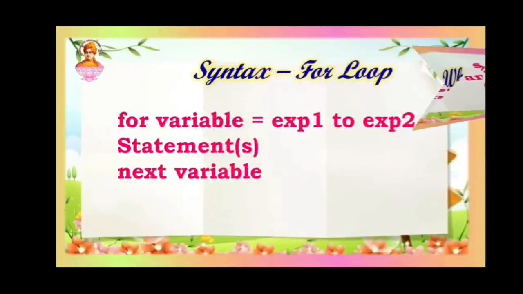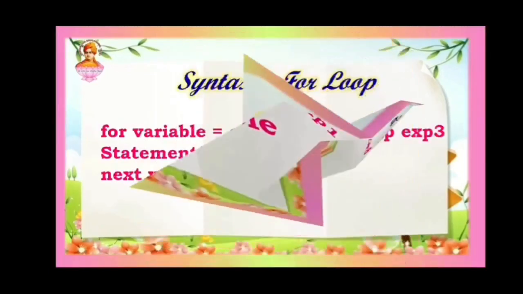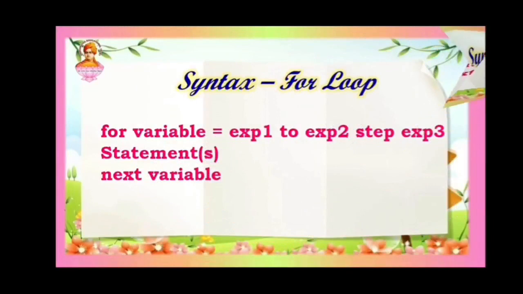The syntax of the for loop is: for is a statement, and we need to give a variable name. Variable is equal to expression 1 to expression 2, then statements, then next variable. Next is also a statement used in BASIC-256. Okay, this is the syntax of the for loop. There is one more syntax in BASIC-256.